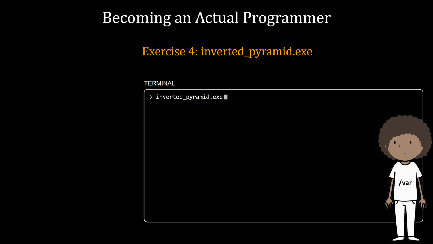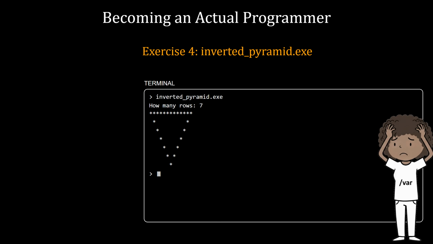Number 4. Input a number and print a hollow inverted pyramid with that many rows. Yes, this one's a bit more challenging, but don't worry. Start with a solid inverted pyramid first. Okay, good luck and have fun coding these.